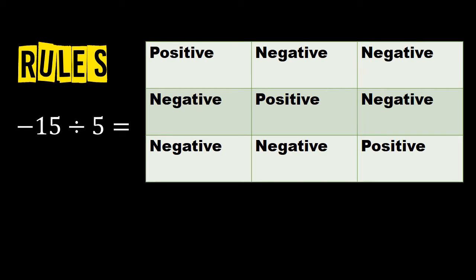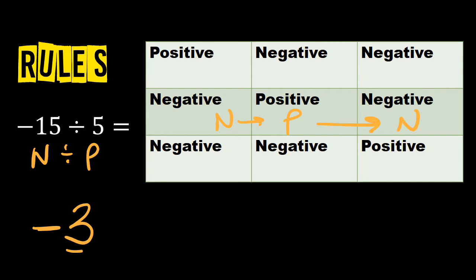So here on this slide, we have a negative number divided by a positive number. So let's look at our chart. A negative divided by a positive is going to give us a negative number. So we have a negative number, and then 15 divided by 5 is 3. So this is going to give us an answer of negative 3.